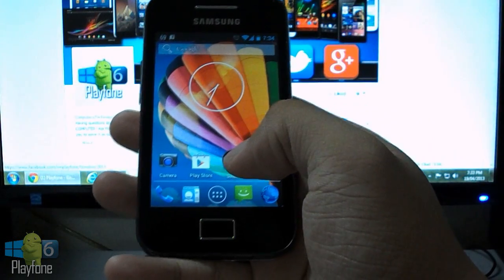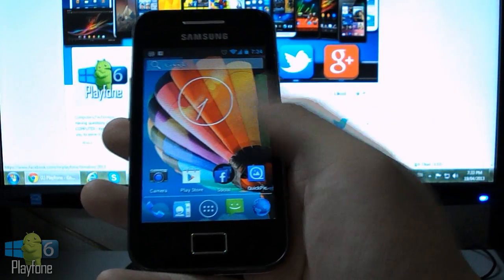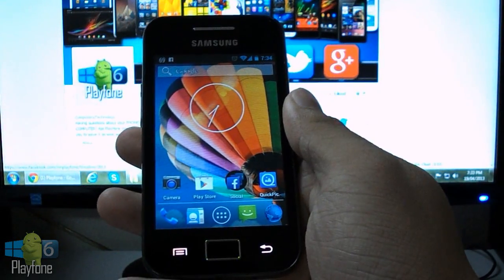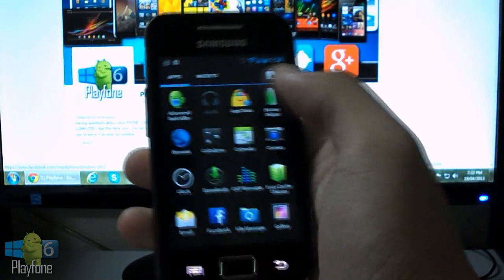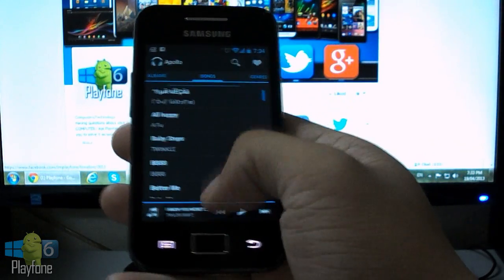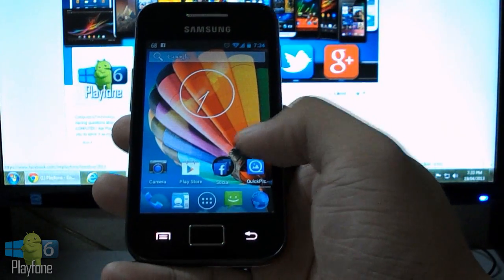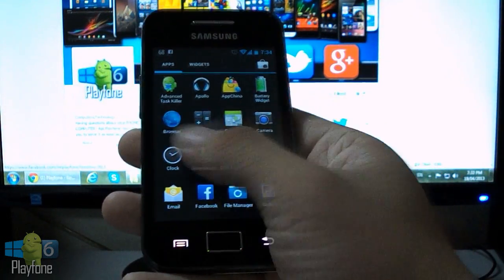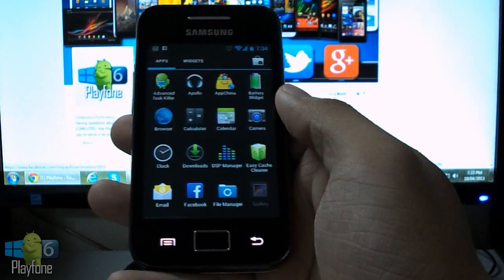I personally felt that this update is much laggier and slower than its last build, but still, it has a pretty fair battery life. So far, the only issue that I found on this ROM is that you are not able to connect your phone to a PC. You know, it's just such a big problem for me.